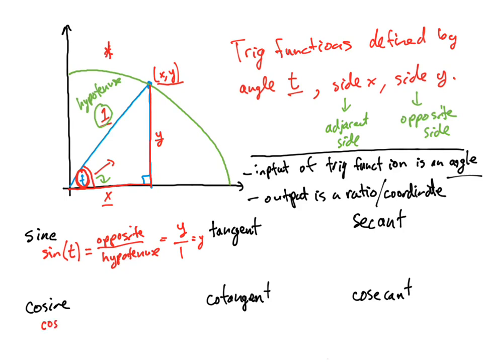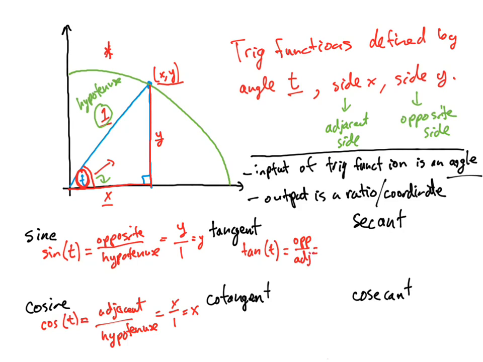For cosine, we abbreviate that as cos. t is the input, so the angle. The ratio for cosine is adjacent divided by the hypotenuse. In this diagram, the adjacent side from angle t is x divided by the hypotenuse, which is 1, which is just x. And then moving over to tangent, we abbreviate tangent as tan of the angle t. Tangent is opposite over adjacent.